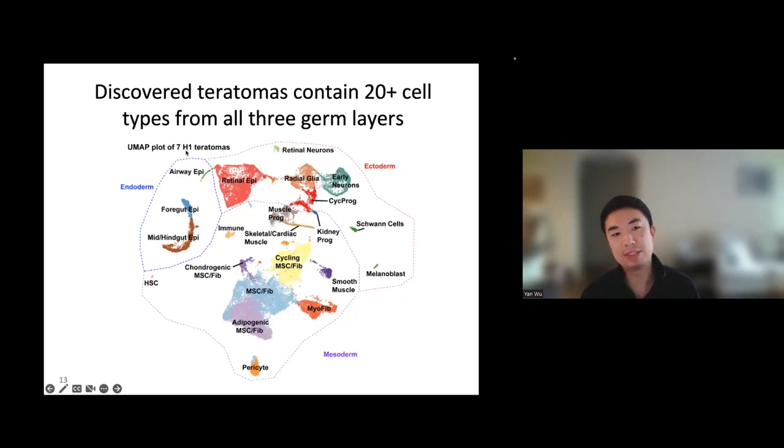This is a UMAP plot of the seven teratomas generated from the H1 stem cell line. And we see, again, all three germ layers, endoderm, ectoderm, mesoderm, and the most abundant cell type are mesenchymal stem cells or fibroblasts. This fibroblast-like cell state that we notice, but we do see other cell types such as gut and these neuroectoderm cell types, such as radial glia, early neurons, and a population of cells that look like cycling progenitors.